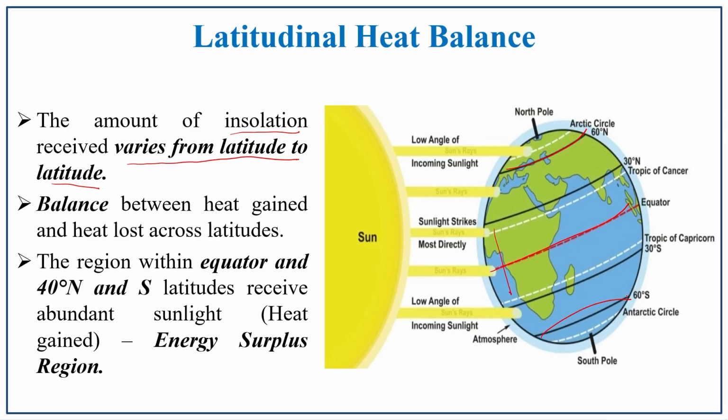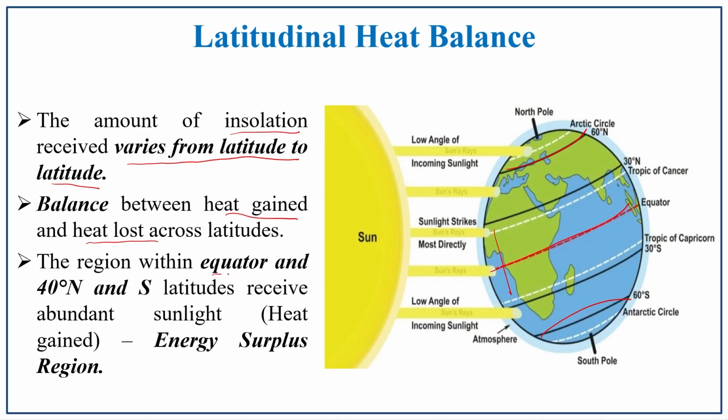The sun's rays received in the equatorial or torrid zone differ from those in the polar regions. This difference we will be studying in the latitudinal heat balance, along with the heat gained and lost across the latitudes. What is the gain, what is the surplus and what is the deficit will be discussed here in the latitudinal heat balance.